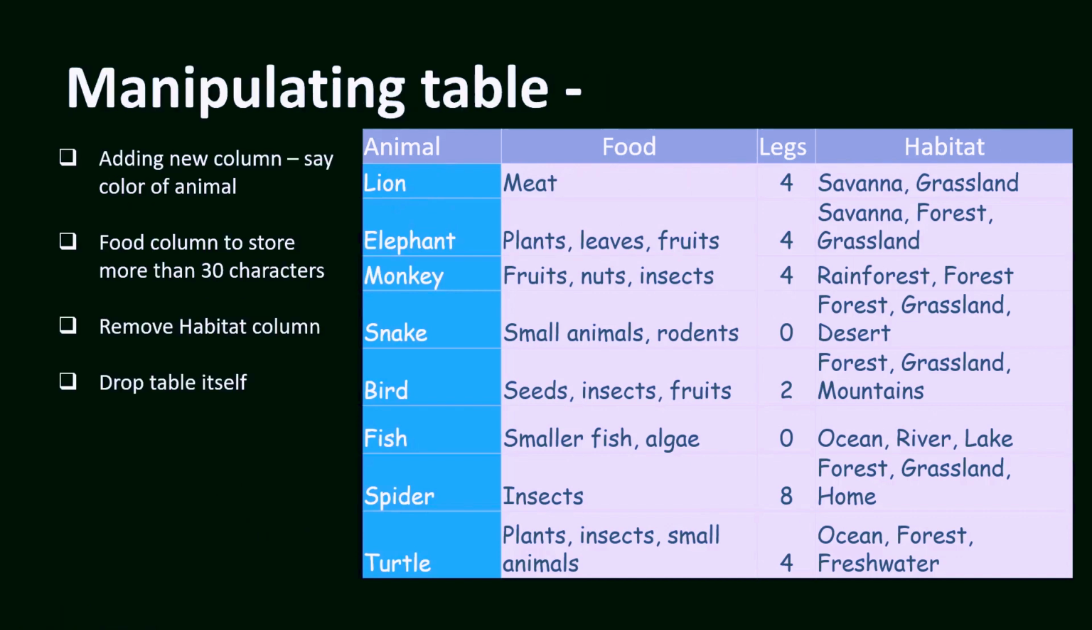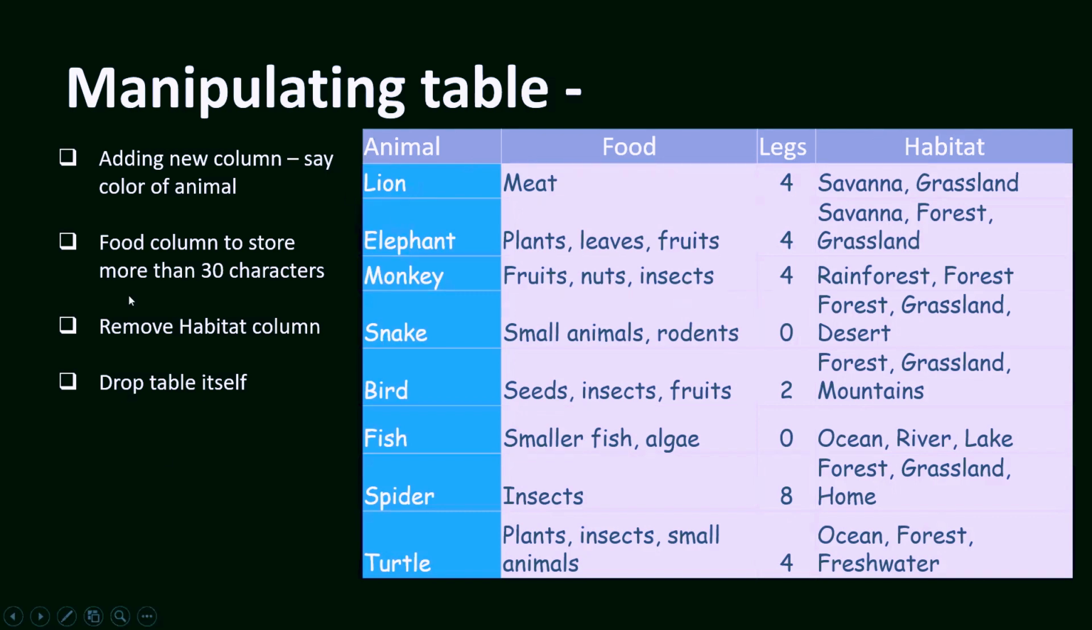Now, there is a possibility that I no longer want to know about the habitat where they exactly live. So I can say, okay, I want to remove this habitat column. So I am talking about how we can manipulate the data. We can manipulate the table. So I can go ahead and remove the habitat column. I can add one more column to it. I can drop the animal table itself because I may no longer need to work on these animals. I may need to work on something else.